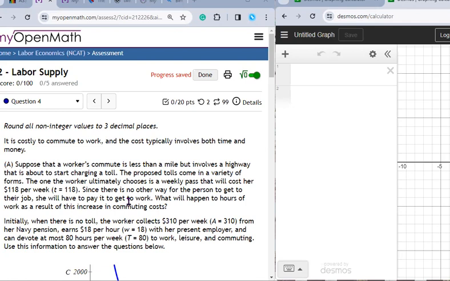Now, suppose that a worker's commute is less than a mile, but it involves a highway that is about to start charging a toll. The proposed tolls come in a variety of forms. The one the worker ultimately chooses is a weekly pass that will cost her $118 per week. So her toll right now is 0, but it will increase to $118. Since there is no other way for her to get to her job, she will have to pay it to get to work.